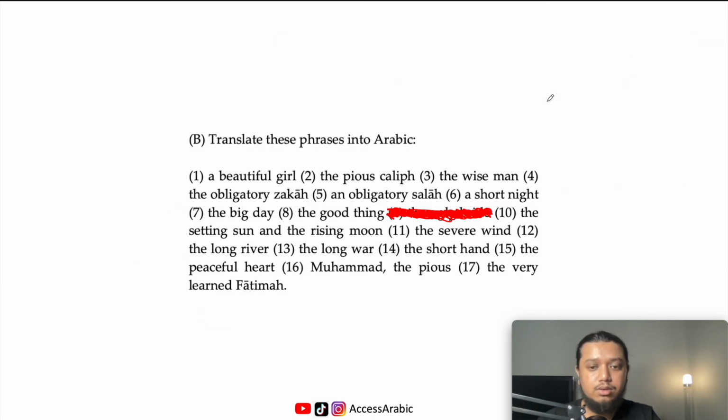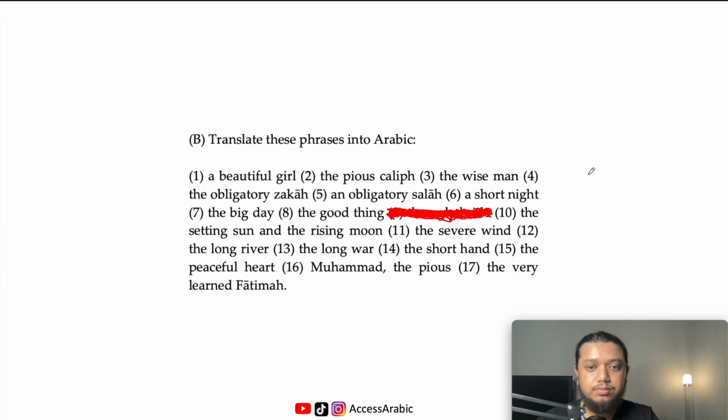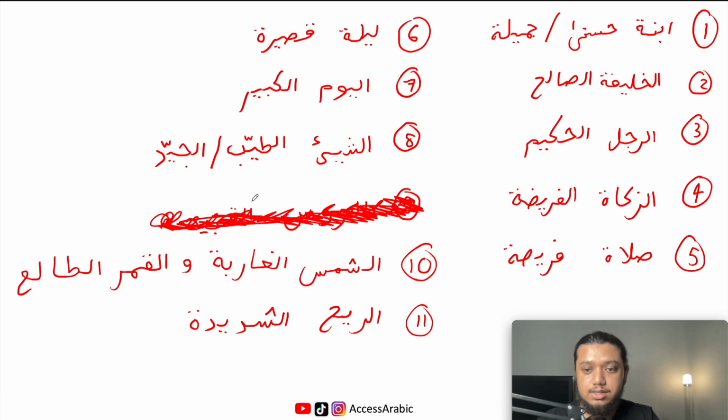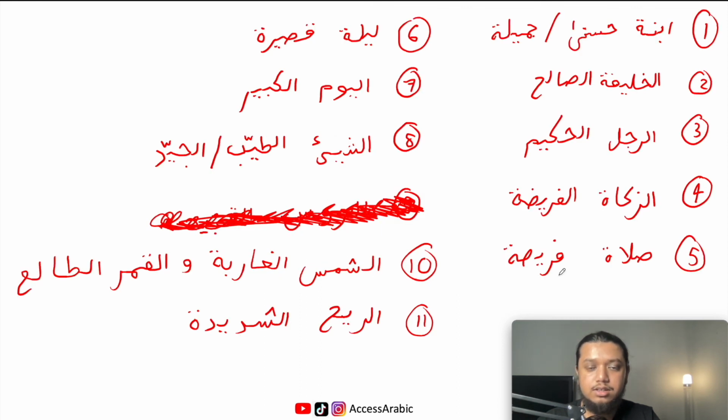Number 3, the wise man, is Ar-Rajul Al-Hakim, الرجل الحكيم. Number 4, the obligatory zakah is الزكاة الفريضة. Number 5, an obligatory salah is صلاة فريضة. So the number 4 refers to the compulsory zakah, therefore it is ma'rifah, it is definite.